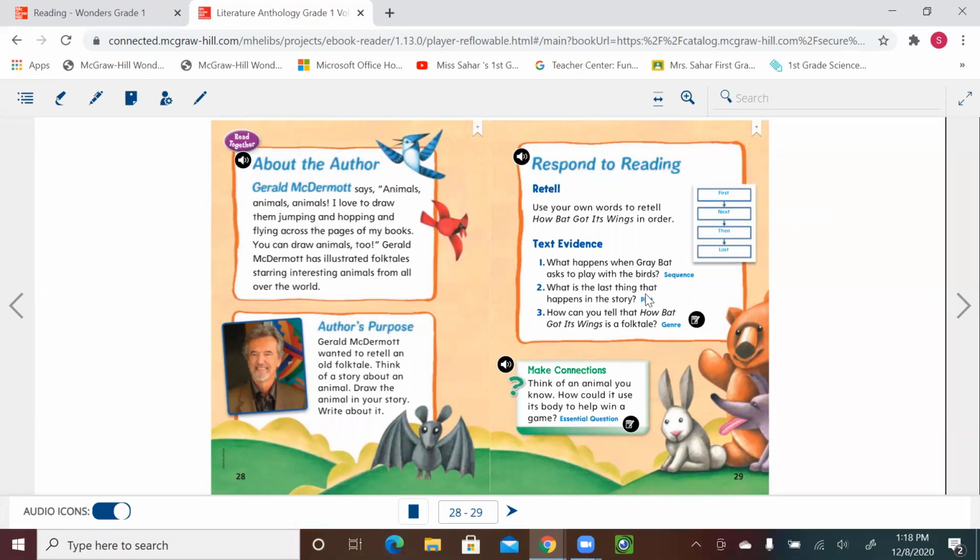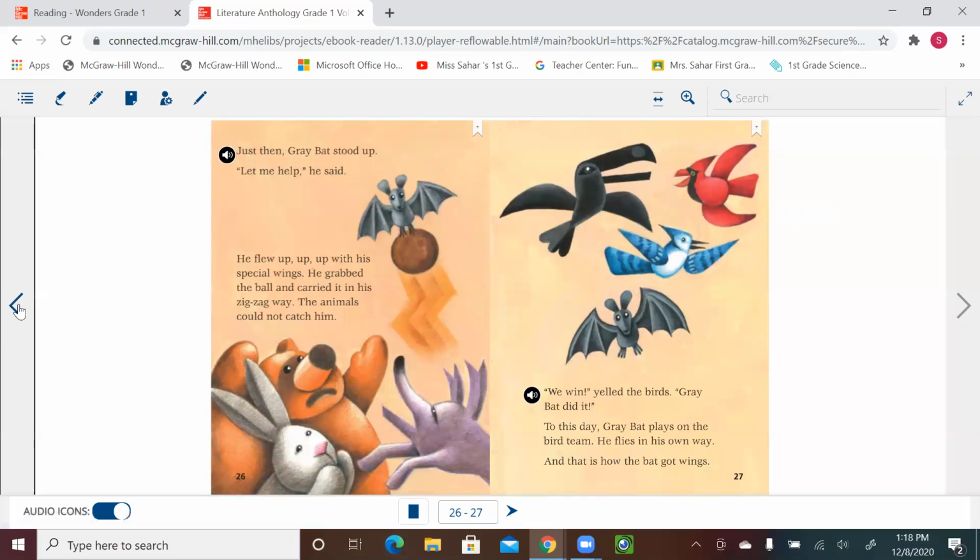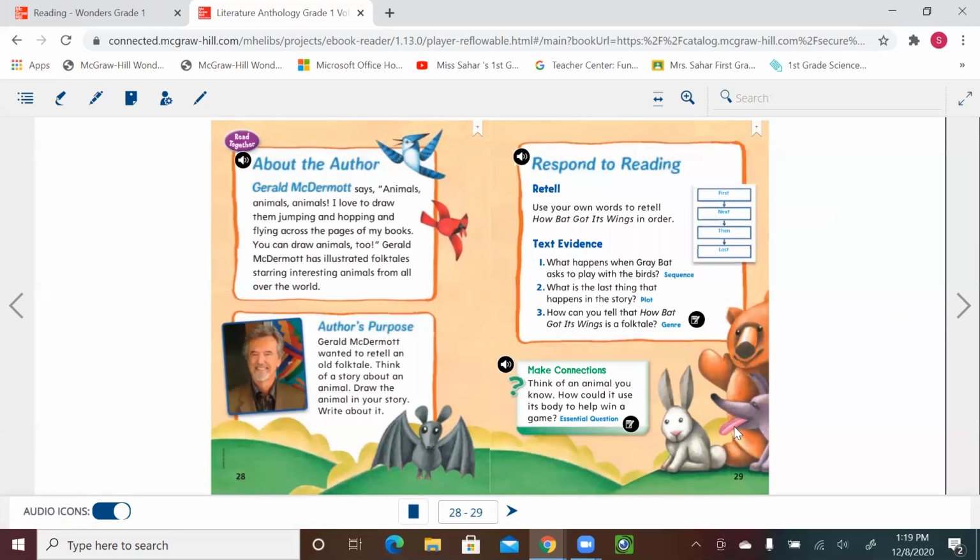Okay, what's the last thing that happens in the story? When you tell your story, you say the last thing that happened. Yes, the last thing is that Gray Bat flew up with special wings, and he grabbed the ball, carried it in his zigzag way, and the animals couldn't catch it, so the birds won the game. So he helped them, and that's what he was saying, maybe a little, but I can do a lot.